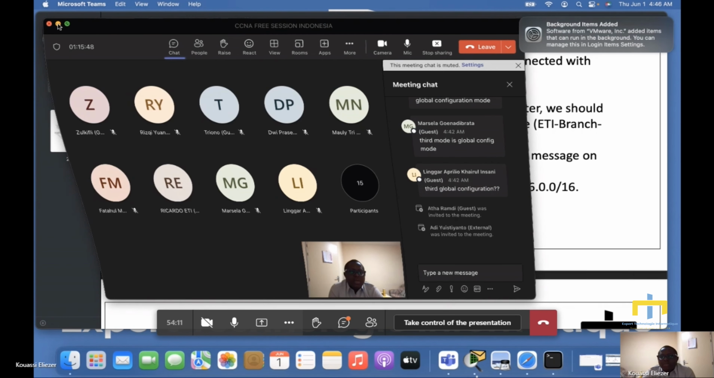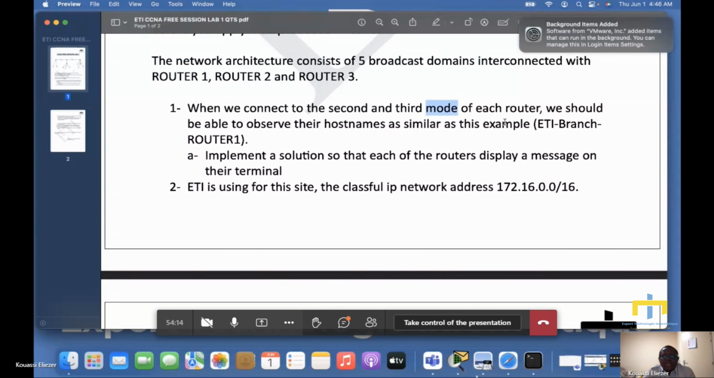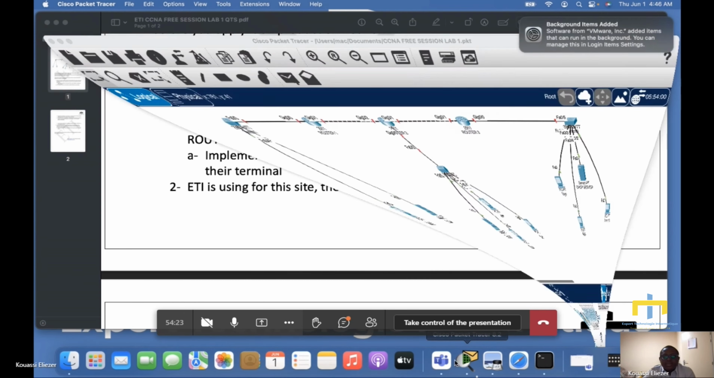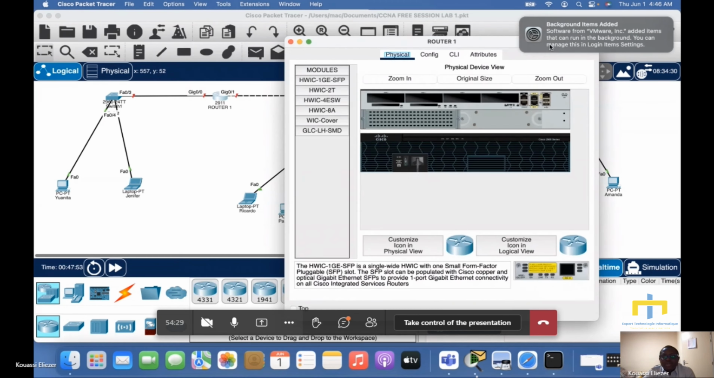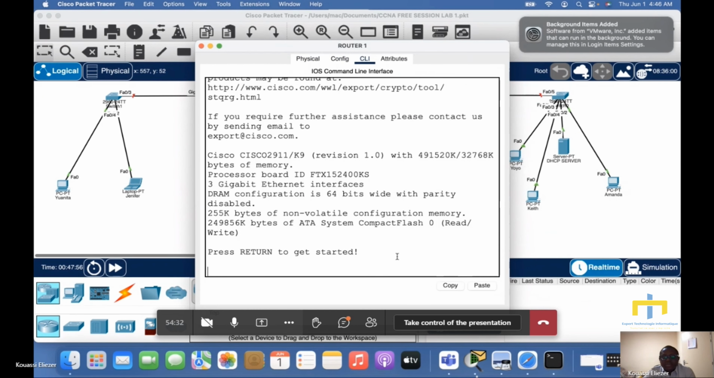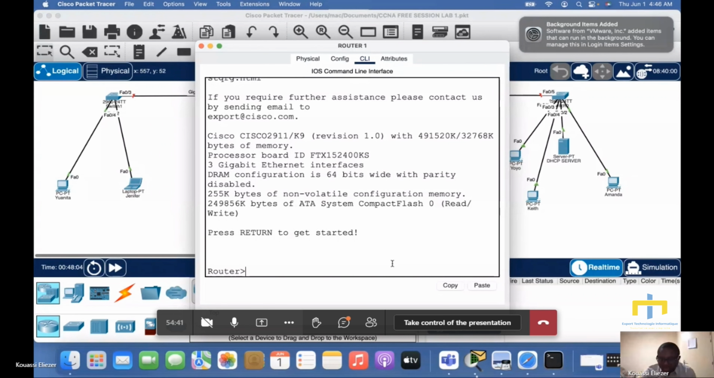Okay, so now let's go and implement it. We are saying that we should be able to observe the hostname as similar to this. So now I will go to my lab. I'll go to router 1, and as I go to each mode, I will let you know which one it is. This is the terminal of the router, the first terminal. Now when you press enter, anytime you see this greater-than sign, it means you are in user mode of the router. So this is user mode.